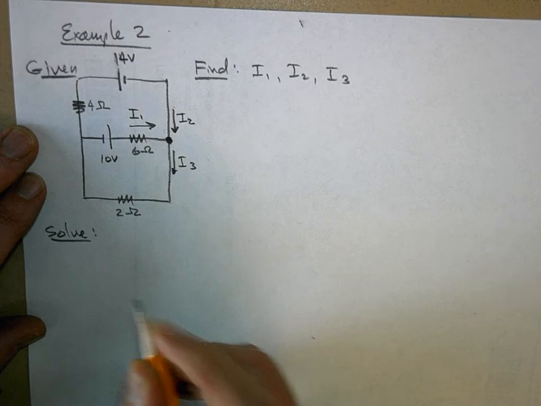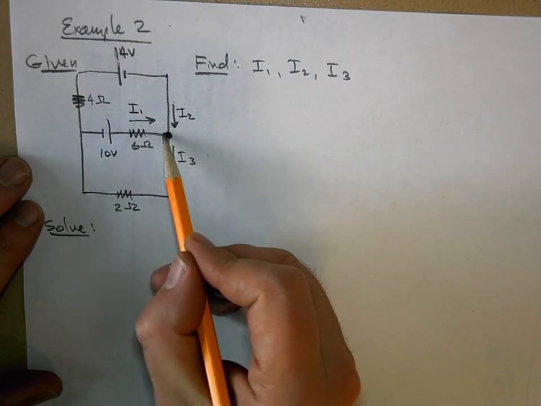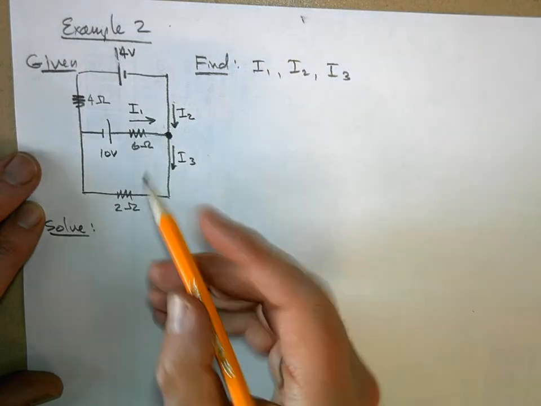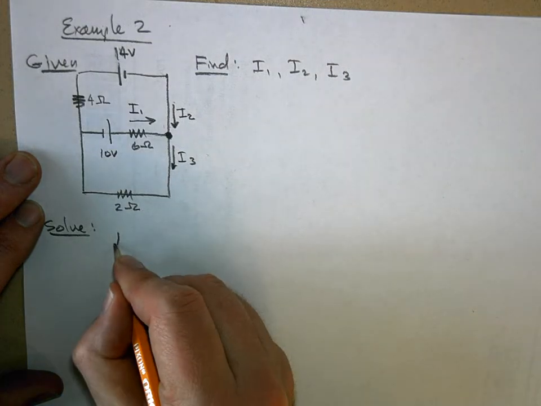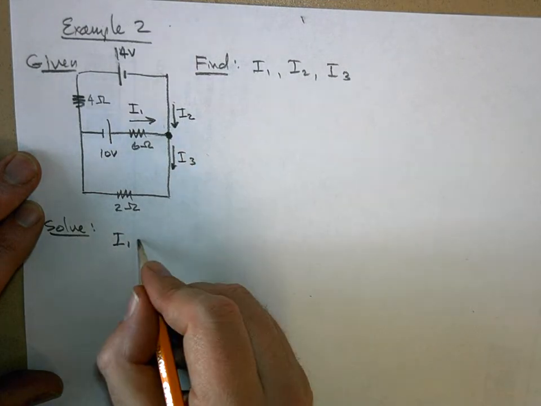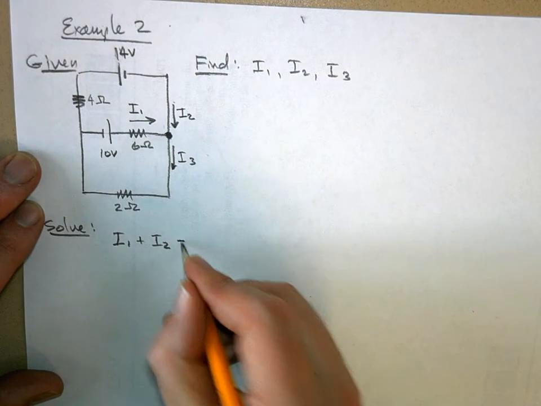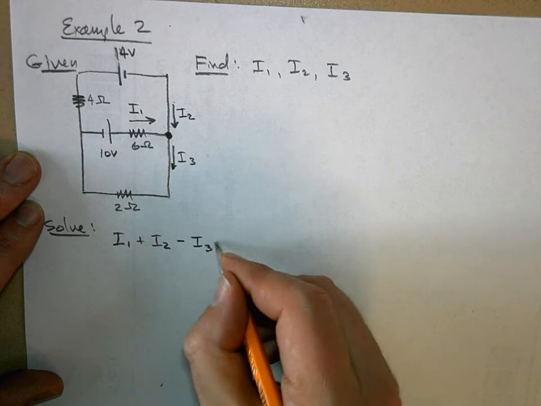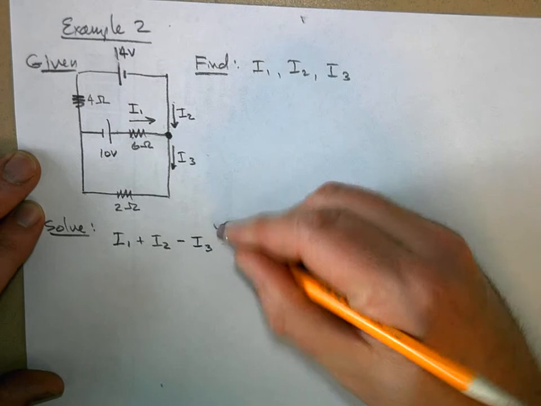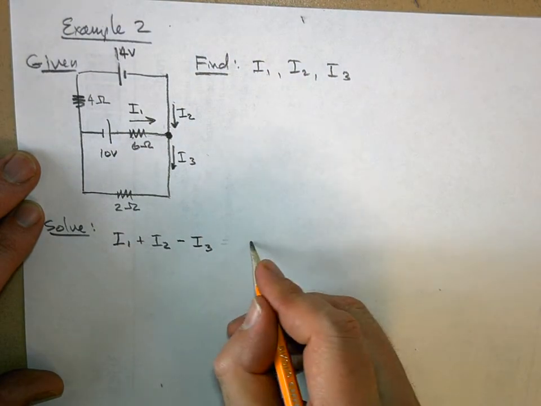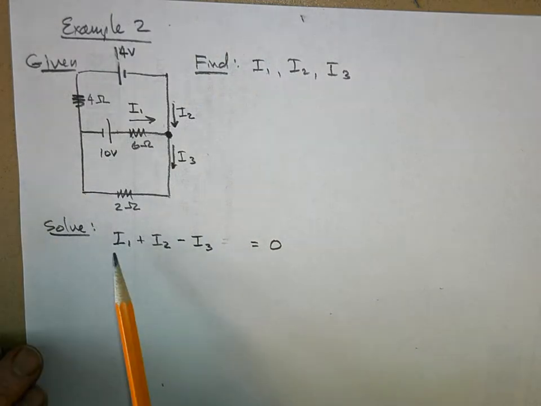Now the first thing I want to do is use the junction rule. Current in, current out. So the current in minus the current out has got to be equal to 0. So current in, I1. Current in, I2. Now minus the current out, I3, equals 0. I'm going to leave a space here, so you'll see why in a minute. Now, I've got 3 unknowns, so I'm going to need 3 equations.